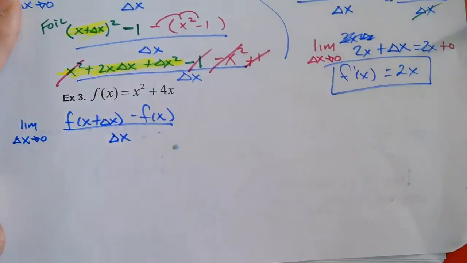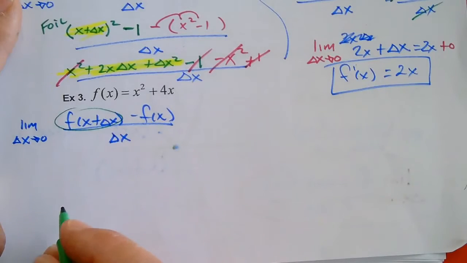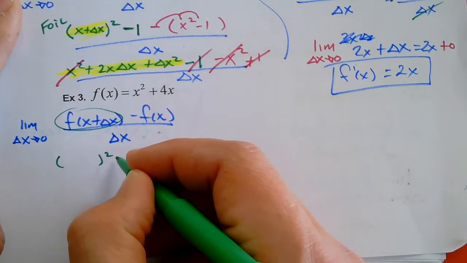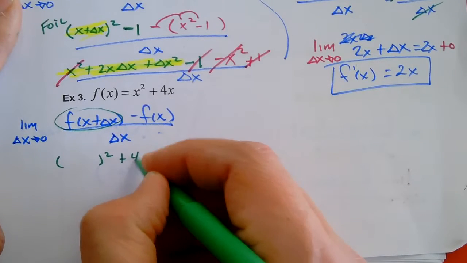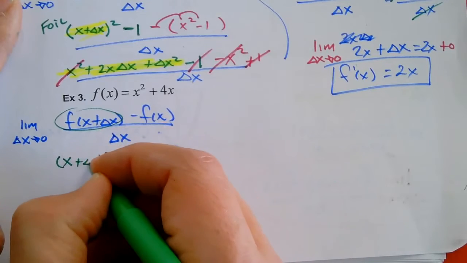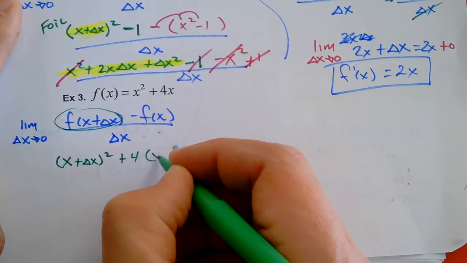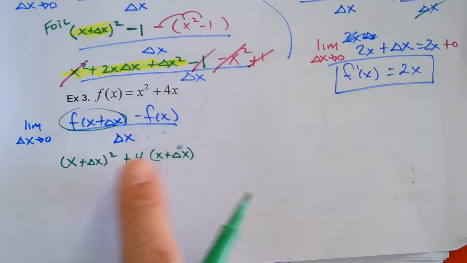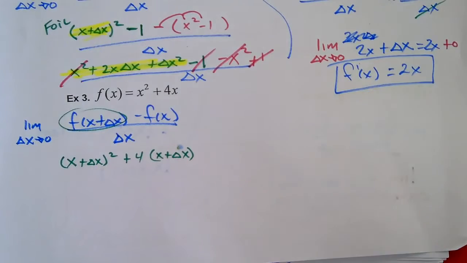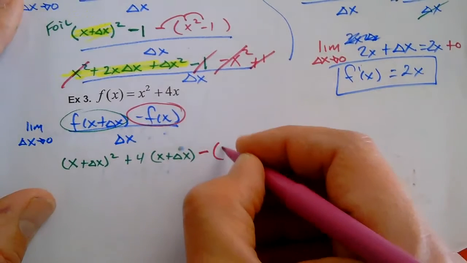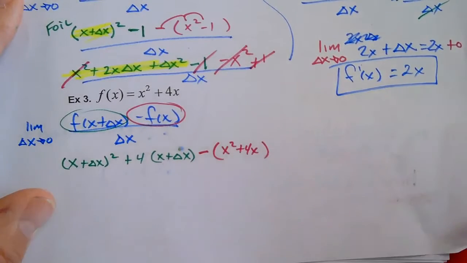All right. So I'll do the first part in green. I've got f of x plus delta x. I'm going to take this function, and anywhere there's an x, I'm putting a quantity. In the quantity, I'm going to put my input, which again is x plus delta x, and 4 times x plus delta x. Any questions on that first part? Then I'm going to subtract f of x. I'm subtracting x squared plus 4x.